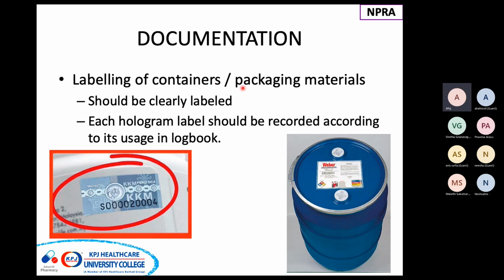And then containers and packaging materials should be clearly labeled. So each hologram label should be recorded according to its usage in a logbook. So if the company has been approved to use a hologram from the NPRA or KKM, for example, they can use it on their product, but then the usage must be recorded in a special logbook.